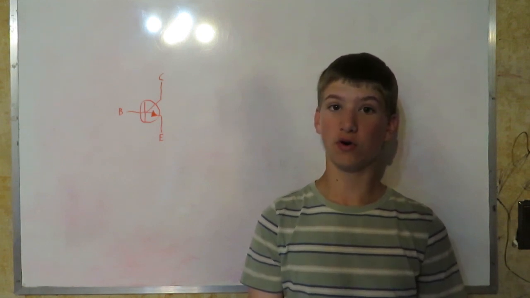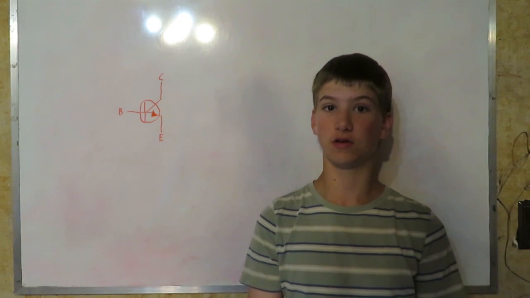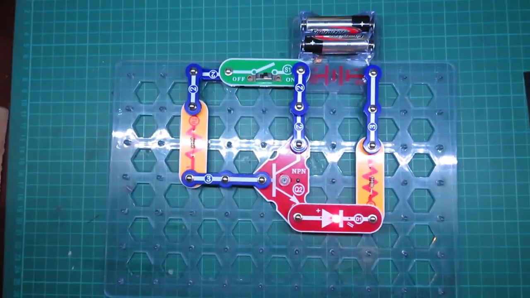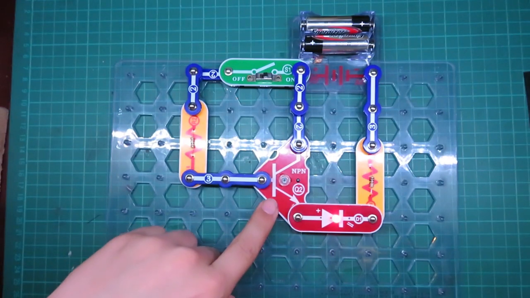Today in this video, we are going to be looking at the basics of transistors. Let's get into it. So, a transistor is basically a three-terminal device that can be used for a switch, an amplifier, or a potentiometer. So I have a circuit all wired up here. And as you can see, the LED's on, and we're using the transistor as a switch.